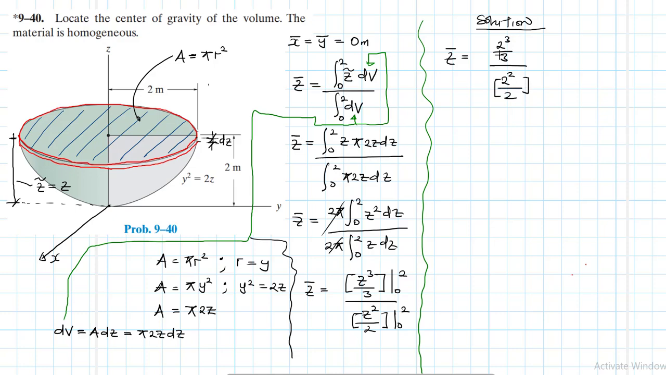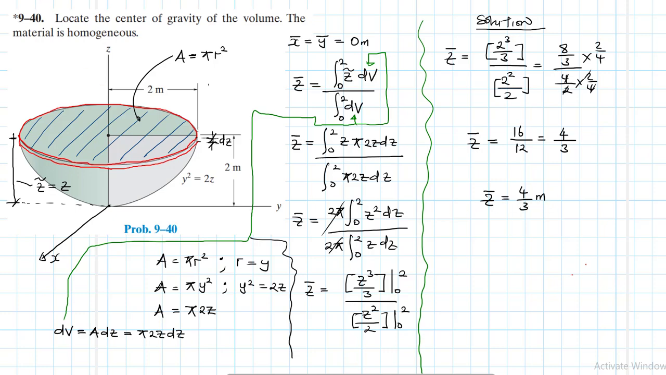So what does this give us? It gives us 8 divided by 3 over 4 divided by 2. So 2 by 4, we cancel. Then z bar is going to be equal to 16 divided by 12, and simplifying this further, we have 4 divided by 3. Therefore, z bar is equal to 4 over 3 meters.